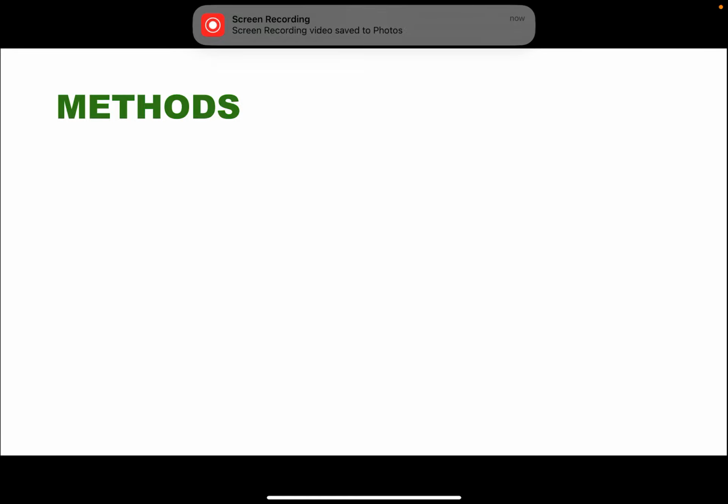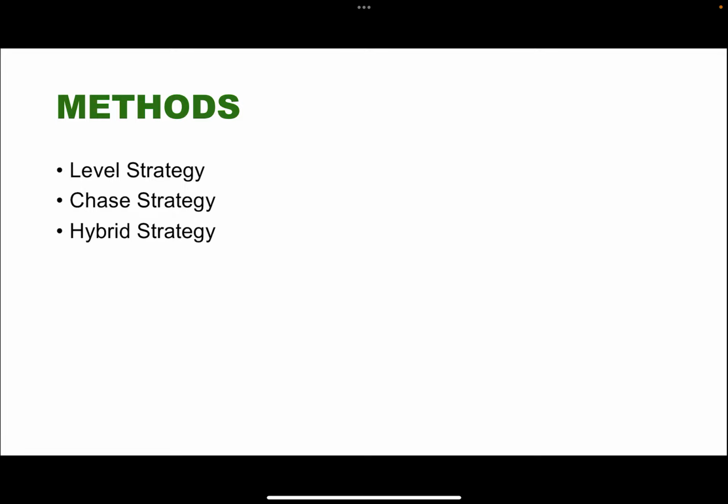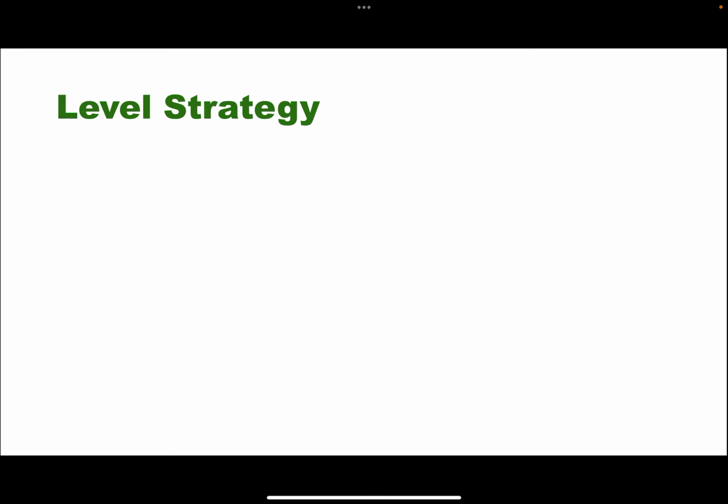So in the previous video, we have seen what is aggregate planning. And now we are going to discuss the different methods of aggregate planning. The different methods are level strategy, chase strategy, and hybrid strategy. So let us see what is level strategy first.